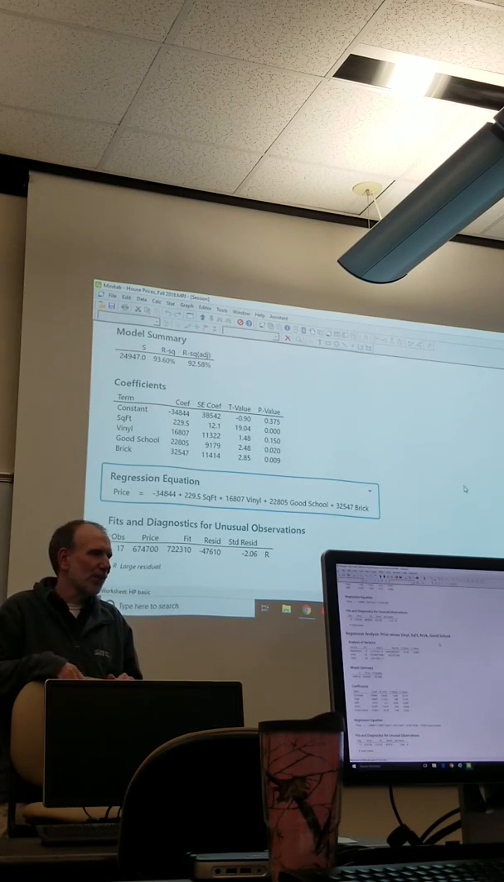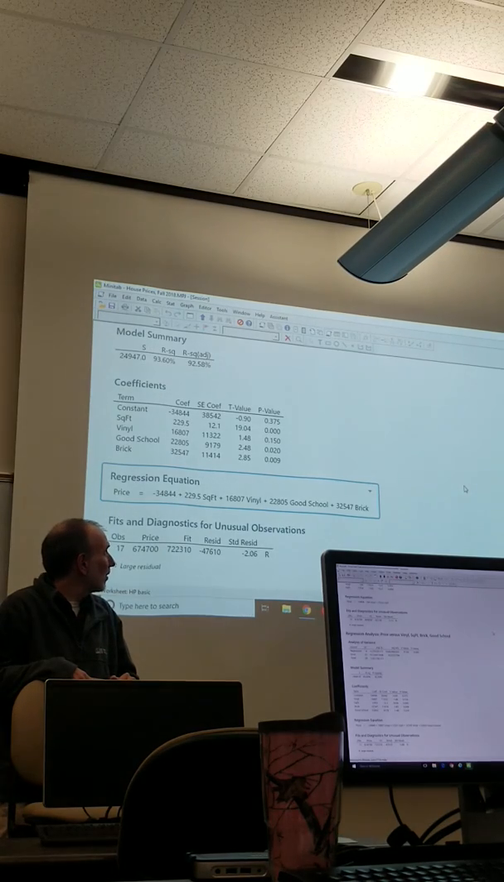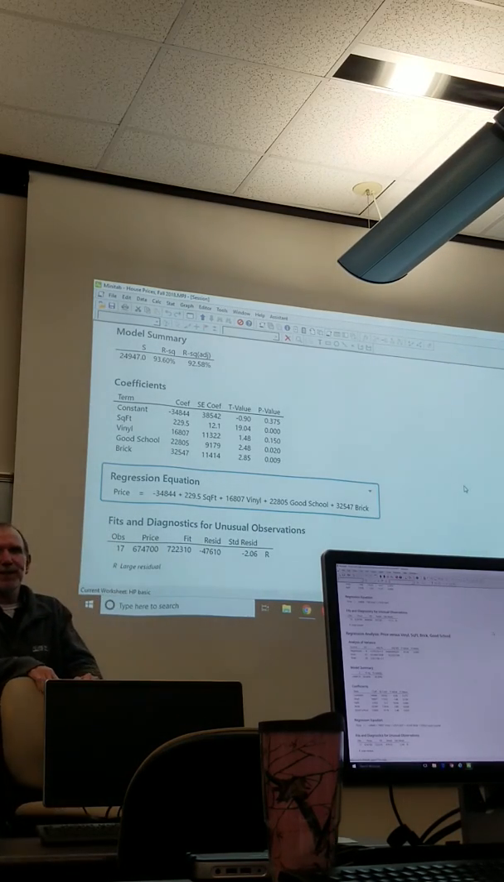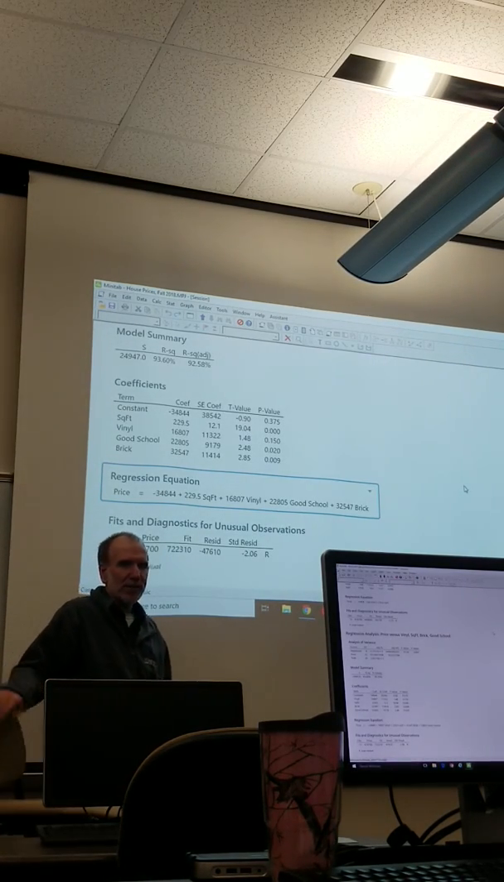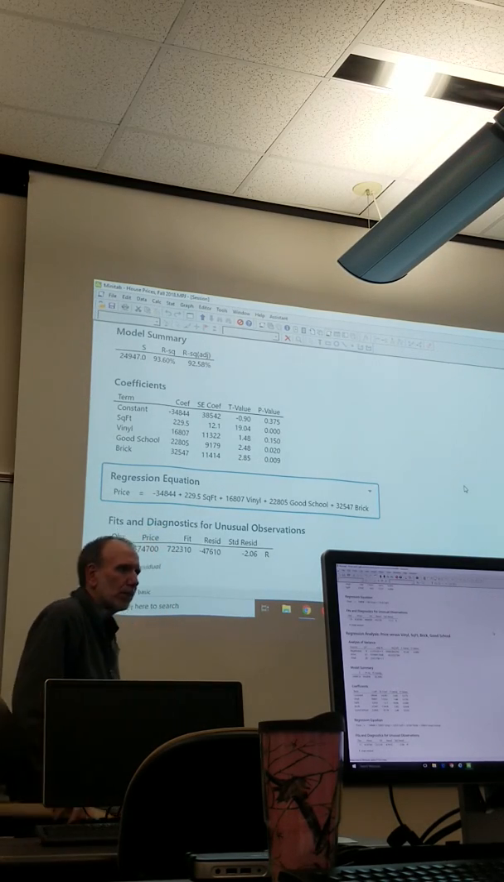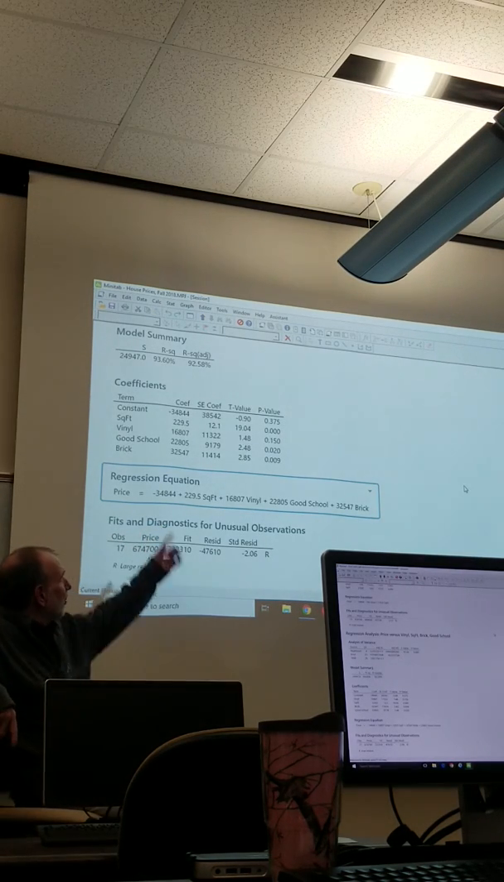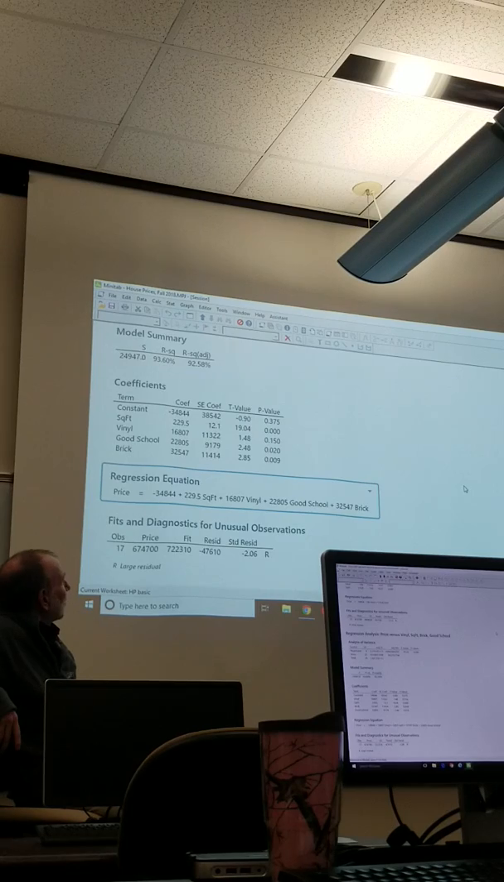So, final question, probably not, but maybe. Are any of these individual coefficients significant at the 95% confidence level? Square footage? Yes, with its 0, 0, 0. How about vinyl? No. Still not. How about good school? Yes. How about brick? Yes. So brick is significant, good school is significant, square footage is significant, vinyl is not.